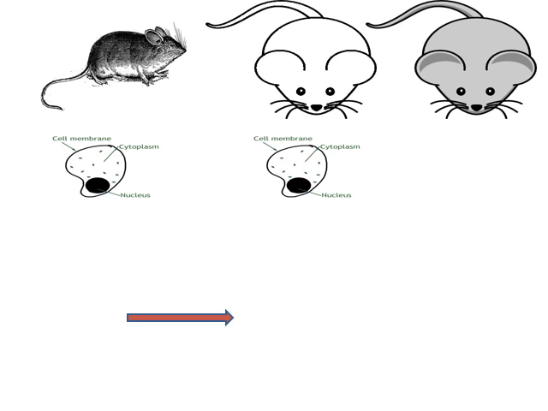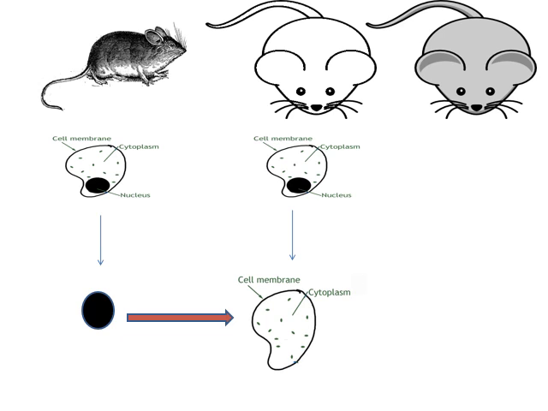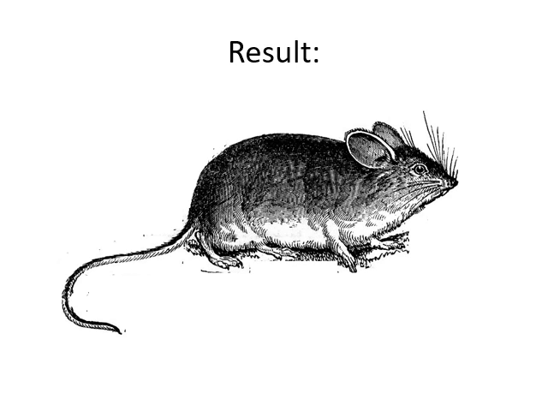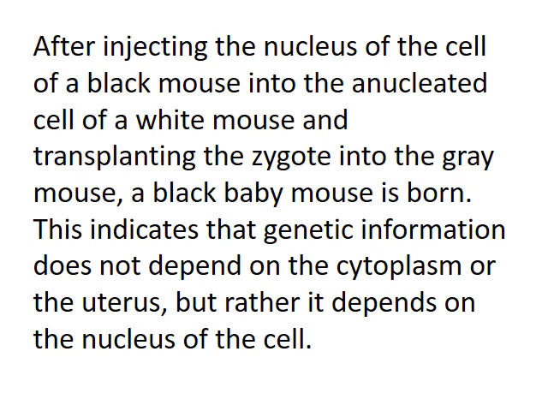From these three mice, they extracted the nucleus from the black one, and they took the cell membrane and the cytoplasm without the nucleus from the white one, and they transplanted them inside the gray mouse that's deprived of the nucleus. Results: what happens here? After injecting the nucleus of the cell of a black mouse into the unnucleated cell of a white mouse, meaning a cell without a nucleus, we transplanted the zygote into the gray mouse.